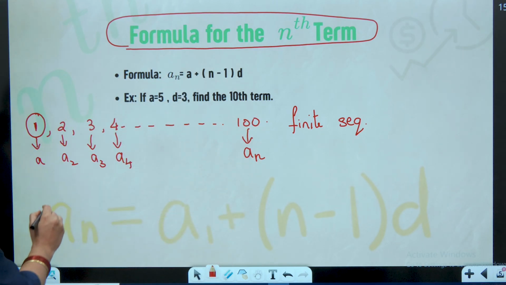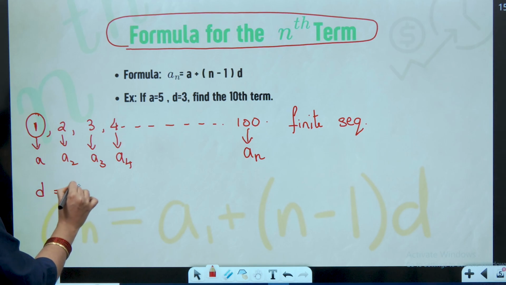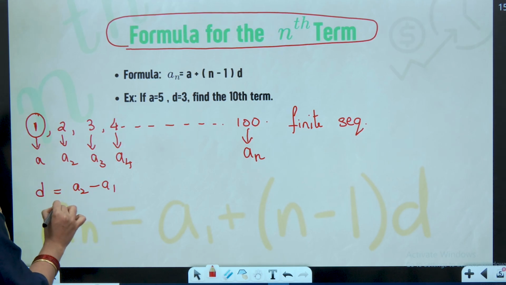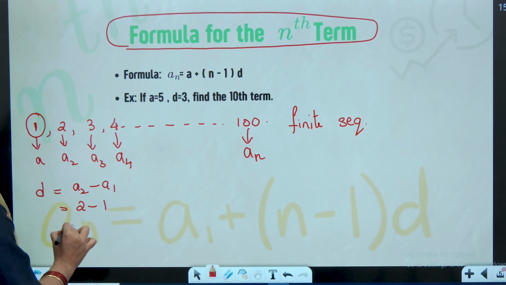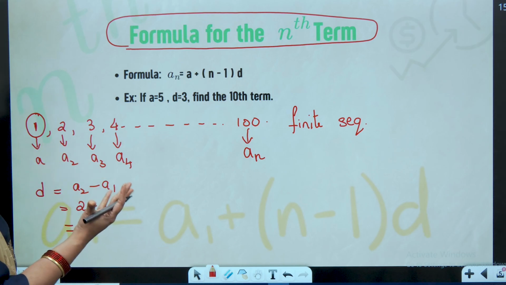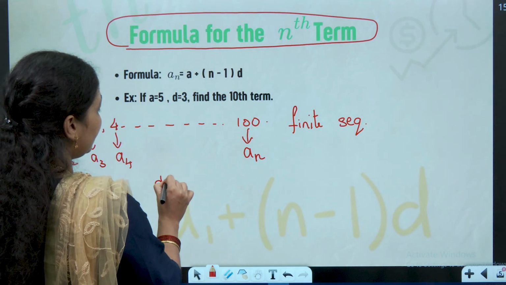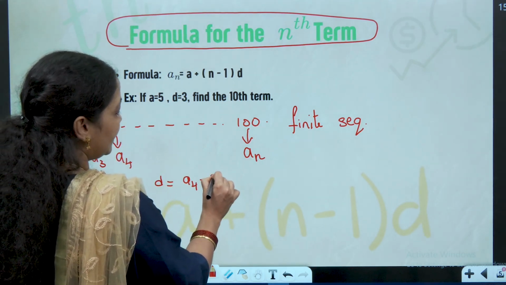Okay. Now I have to find the common difference D. D is A2 minus A1, which is 2 minus 1, that is 1. I'll find the D in different locations also. I'll check D for A4 minus A3 as well.